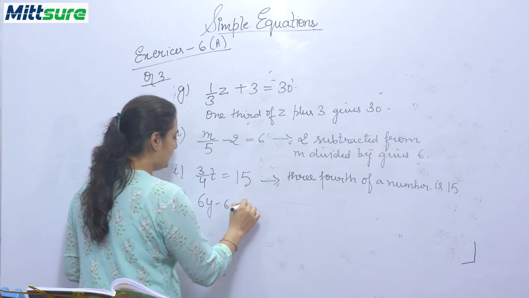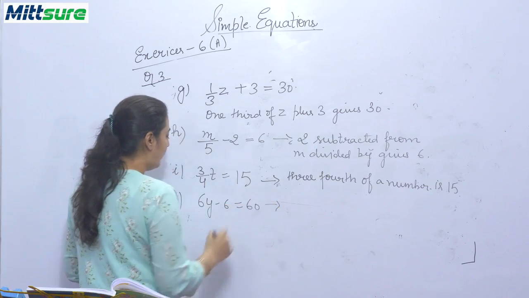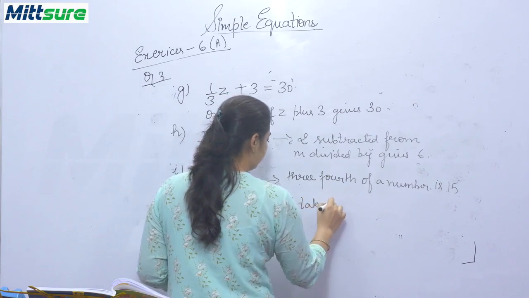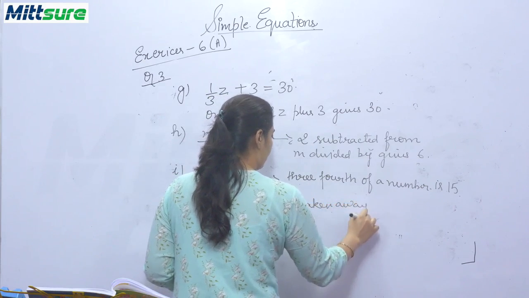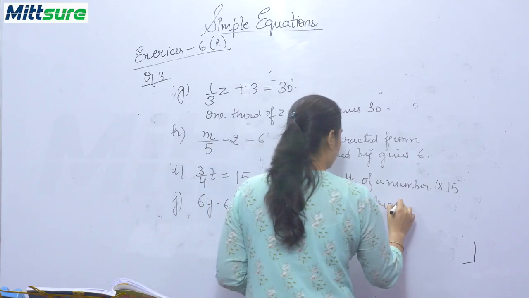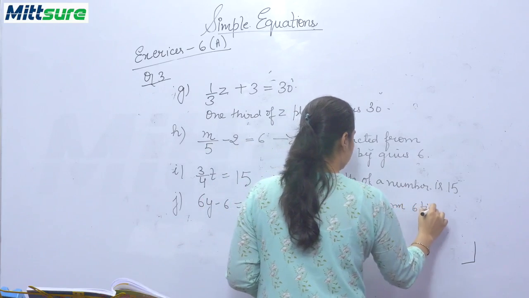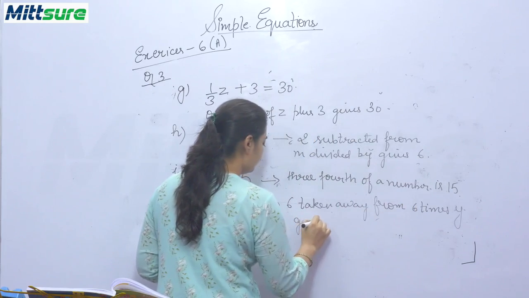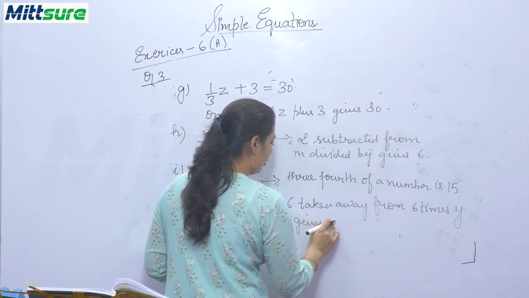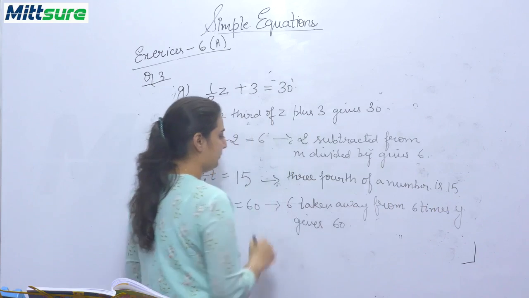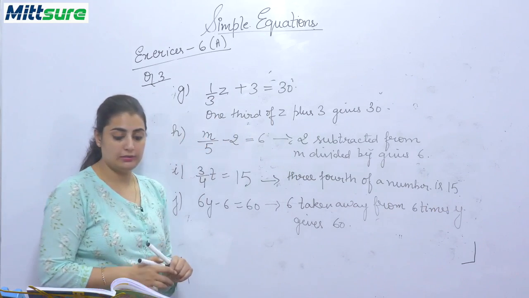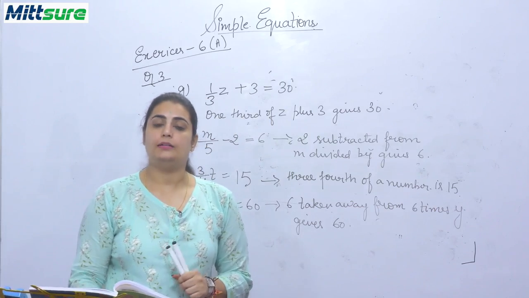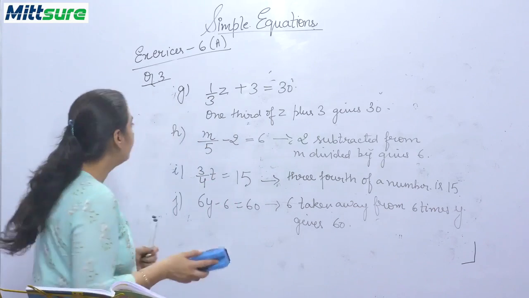6y minus 6 is equal to 60. Now 6 taken away from 6 times y gives 60. This will be the statement for this. Now similarly you can do the K and L part. Now we will move on to question number 4.